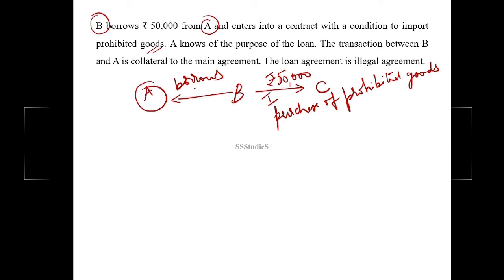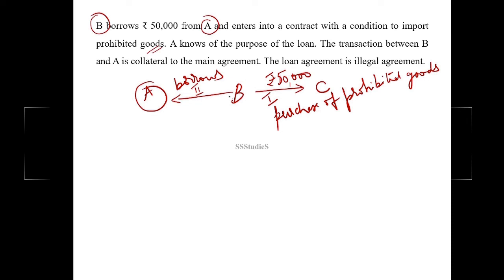that is the second transaction, which is collateral. The contract between B and C is the main contract, and the contract between A and B is a collateral transaction. This collateral transaction also gets tainted with illegality. So the first agreement is anyways illegal, that is between B and C.